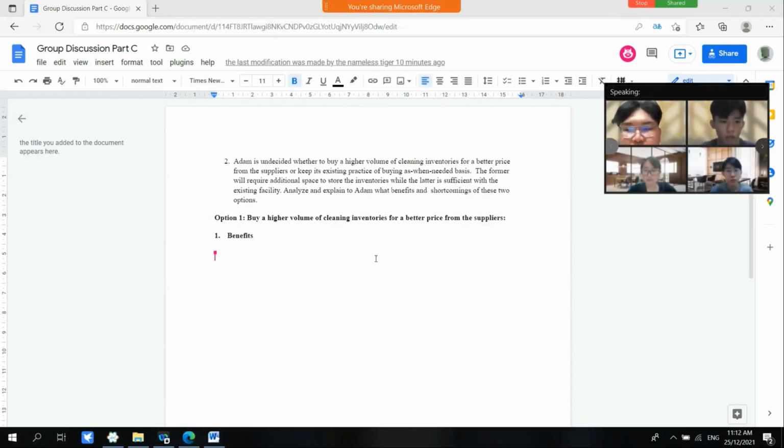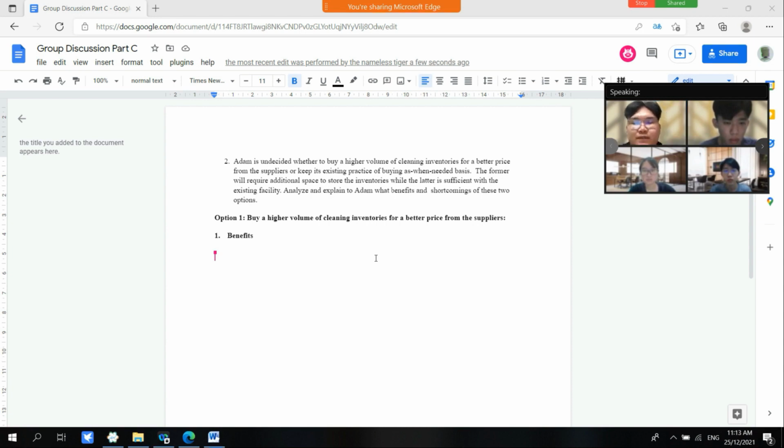Question 2: Adam is undecided whether to buy a higher volume of cleaning inventories for a better price from the suppliers or keep his existing practice of buying on an as-needed basis. The former will require additional space to store the inventories while the latter is sufficient with the existing facility. Analyze and explain to Adam the benefits and shortcomings of these two options. So I think we all need to take turns one by one to answer the benefits and shortcomings for option 1 and option 2.